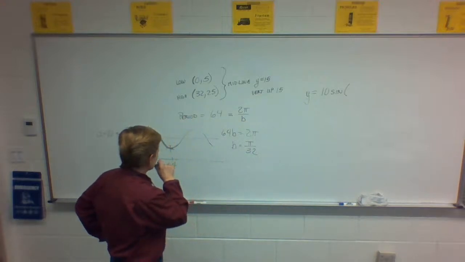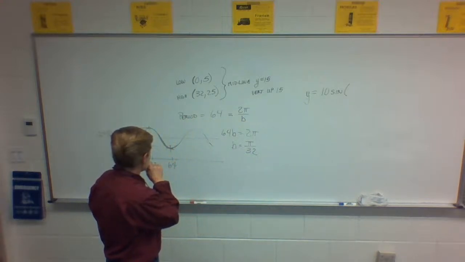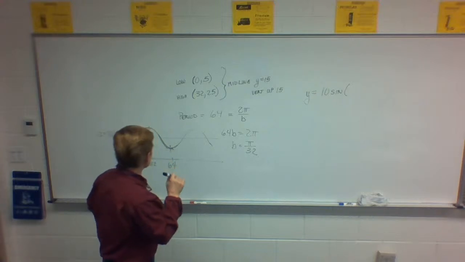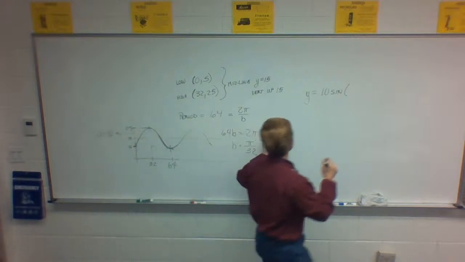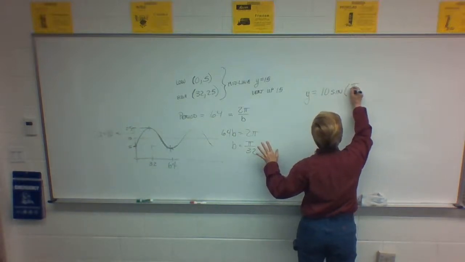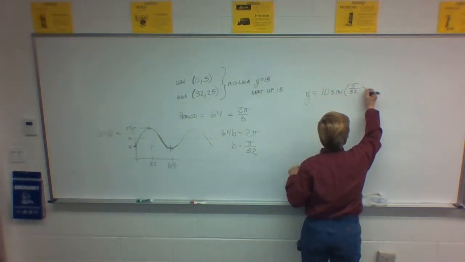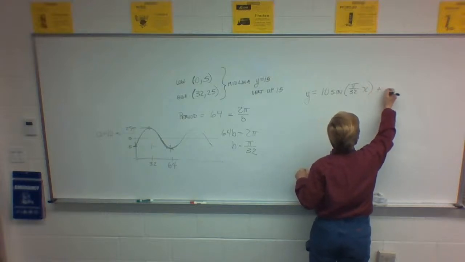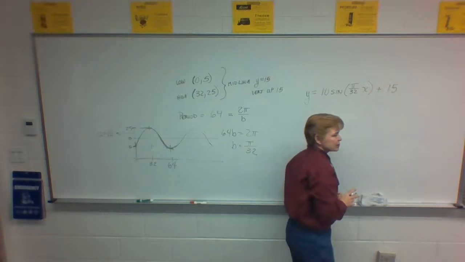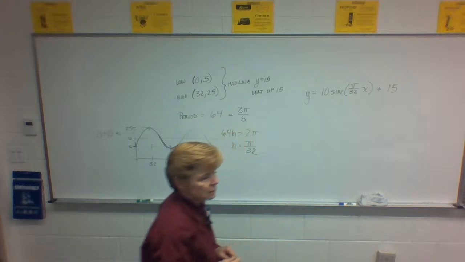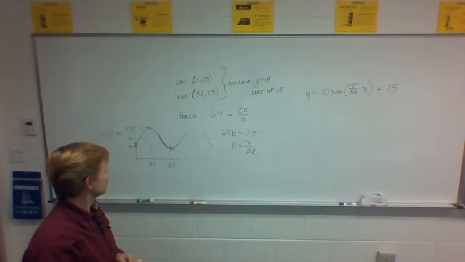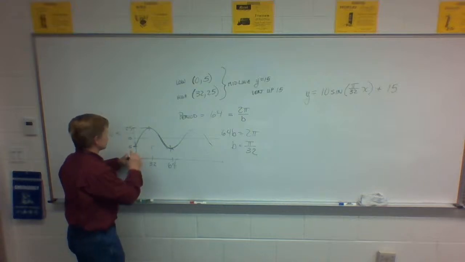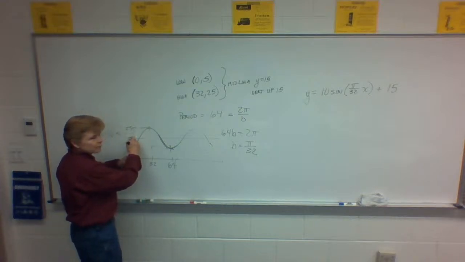Then what? Is there a phase shift? No. There is no phase shift because all we did is move the start point from 0 up to 5. So it's just going to be B, which is pi over 32, times x, that's your angle, plus the midline. Wouldn't it just be +5? No, because the midline is at 15. The x-axis has moved from 0 up to 15.